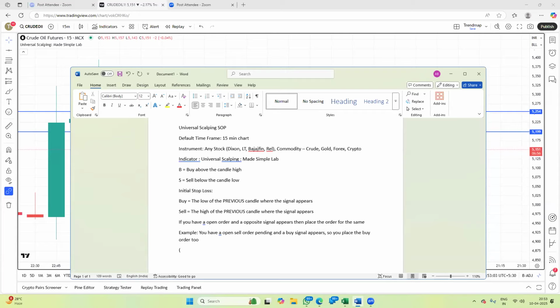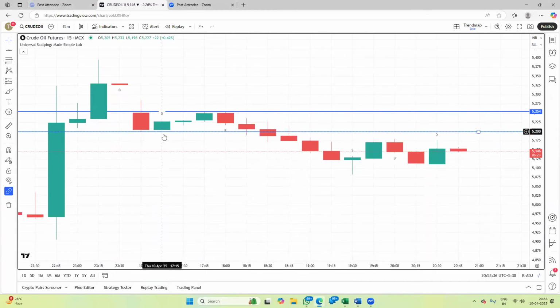So here, if you have an open order, buy or sell, and another same-direction signal appears, then you should avoid it. I believe this line is clear. That means if you have an open position, say a sell signal appears, you place the order, and suppose in this candle another sell signal appears. You do not need to change anything. You should keep the same.